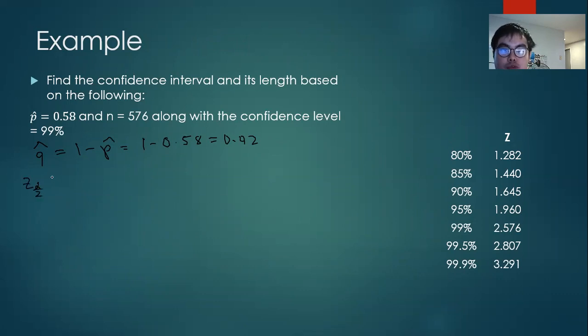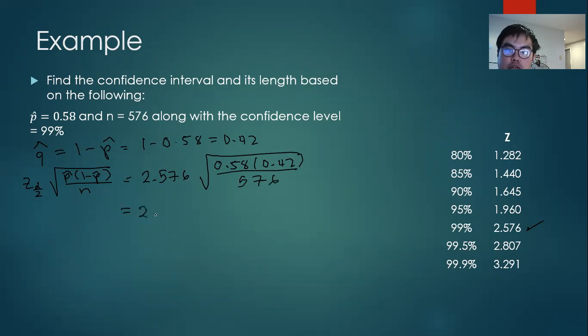We're going to multiply p hat with 1 minus p hat, then divide by the sample size. Afterwards, we're going to find the square root, then multiply by the z value. To get the z value, we have the confidence level of 99%, which is 2.576. Now we substitute everything that is given. This is 0.58 times 0.42 over 576.